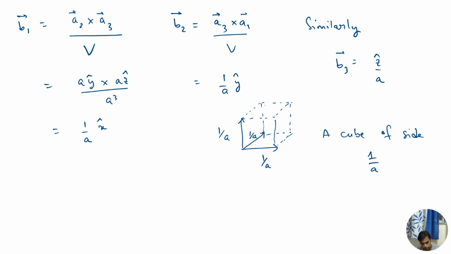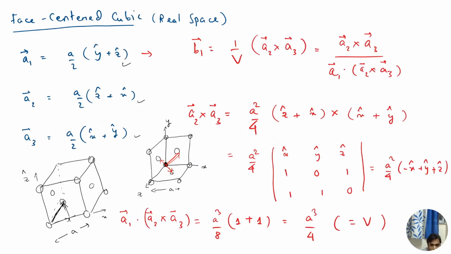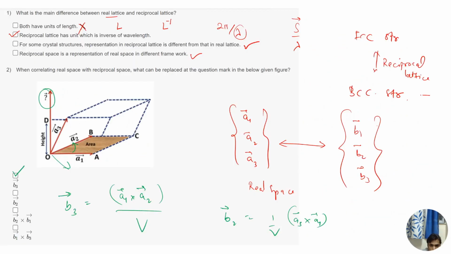And what about the statement: reciprocal space is a representation of real space in a different framework? We can say that, right? Yeah, that is true. Why? Because given the reciprocal lattice vectors, you can find this. Given a1, a2, and a3, you can find b1, b2, and b3. And given b1, b2, and b3, you can find a1, a2, and a3. So we can say that it is a representation of real space in a different framework. That is true.